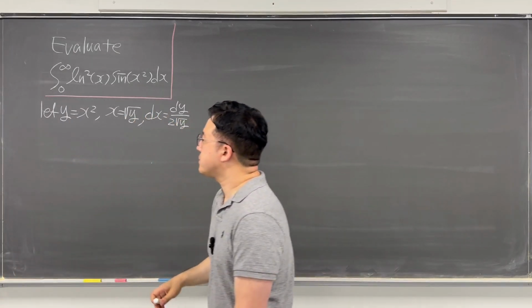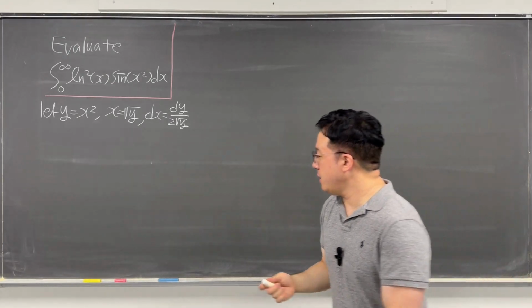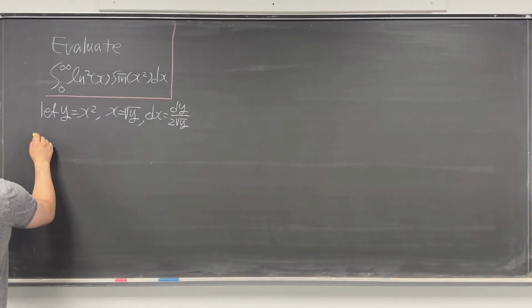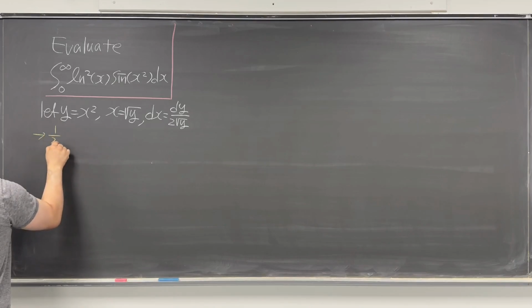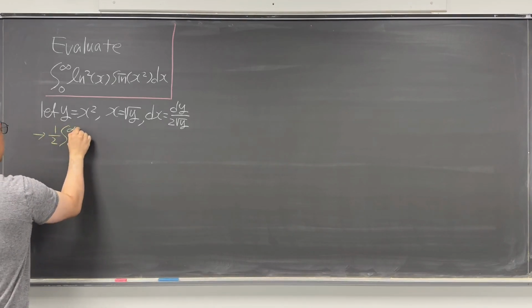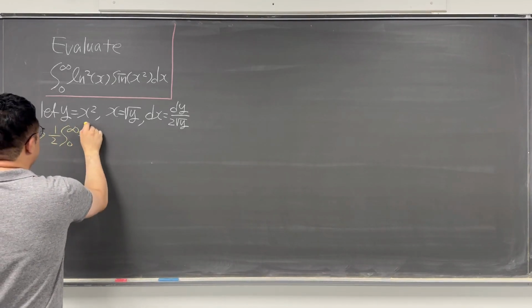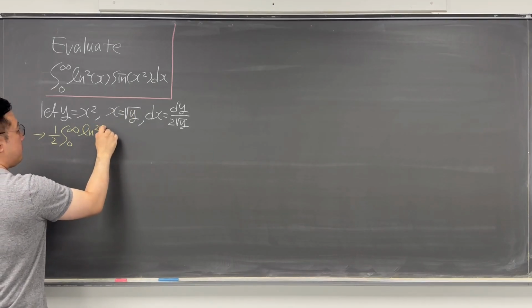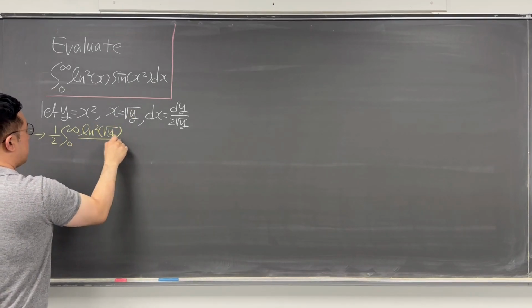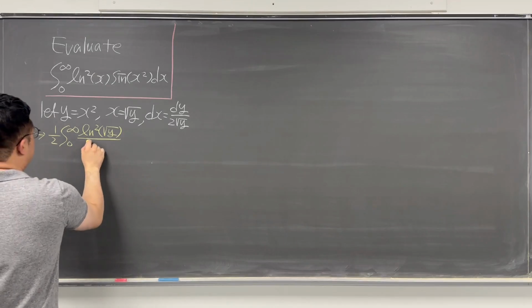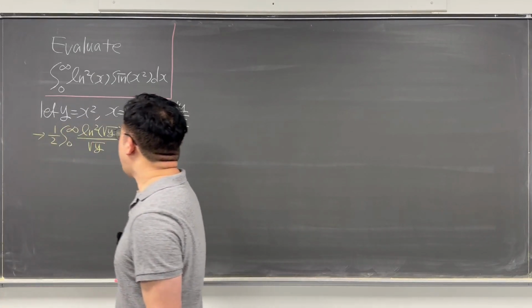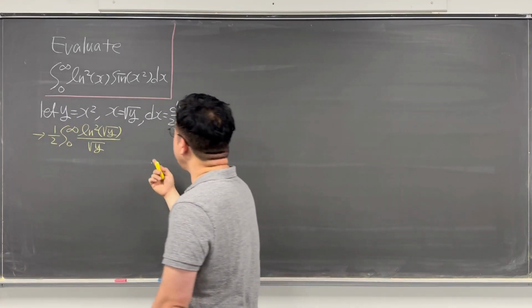Okay. So using this, we can obtain 1 over 2 times the integral from 0 to infinity of ln of the square root of y, then that over the square root of y, then that times sine y dy, right?